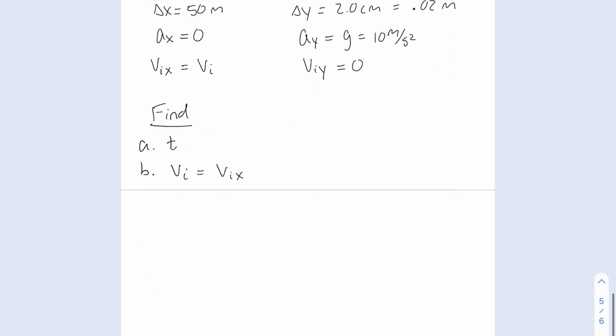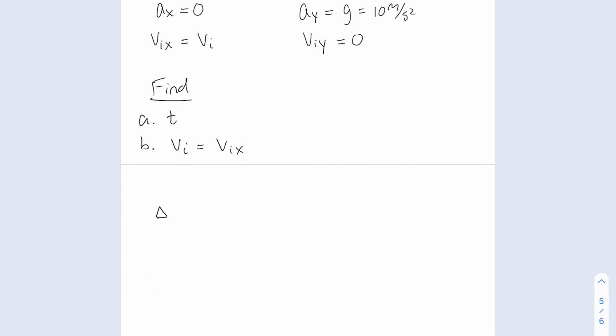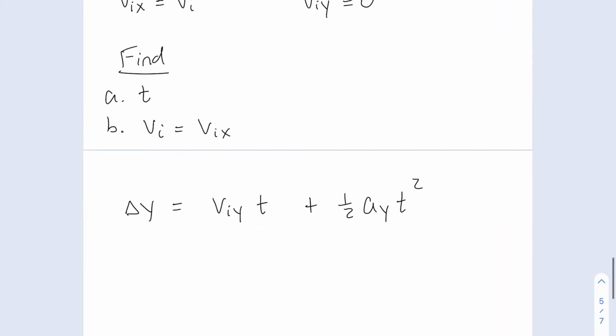So let's go ahead and use this equation. Let's use delta y equals v initial y times time plus 1/2 ay times time squared. The reason I picked this one is because I know that this is going to be 0. V initial y is 0. Ay is going to be g. So let's rewrite this as delta y equals 1/2 g t squared. So now I can solve for time because I know all of those things there.